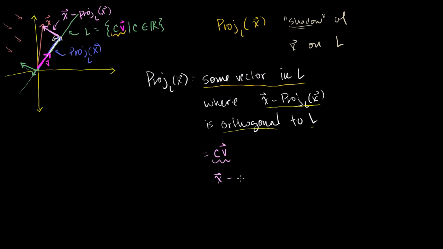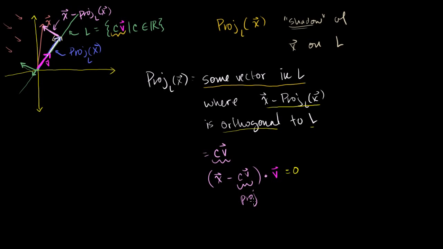Now we also know that x minus our projection, this is our projection right here, is orthogonal to L. Orthogonality, by definition, means its dot product with any vector in L is 0. So let's dot it with some vector in L. Well, we can dot it with this vector v. That's what we use to define L. So let's dot it with v. We're taking this vector right here, dotting it with v, and we know that this has to be equal to 0.